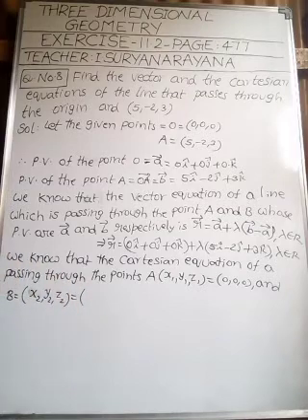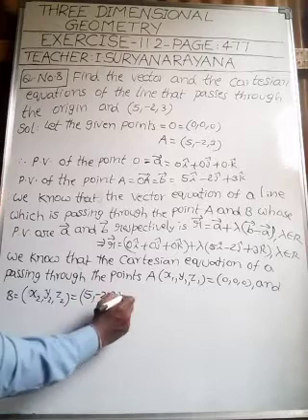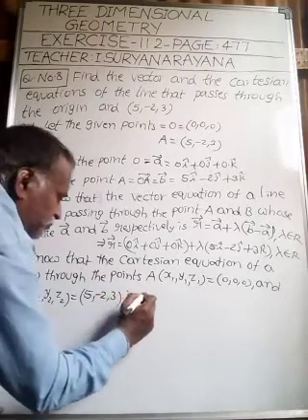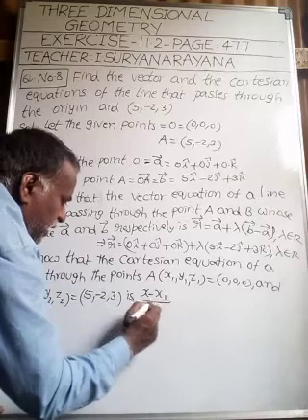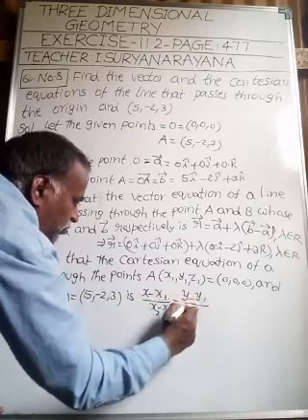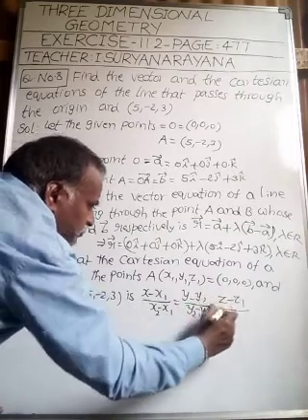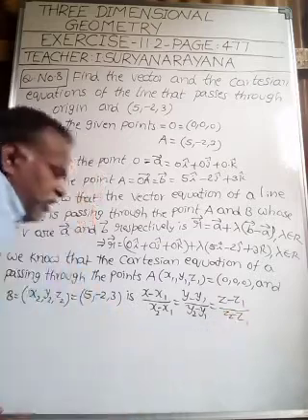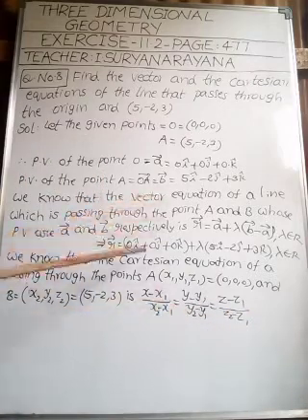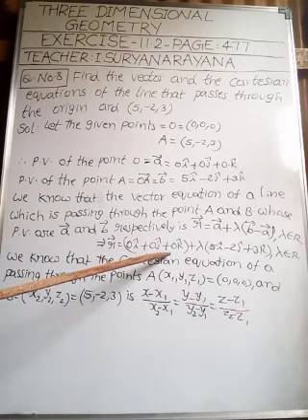that is, the second point is 5, -2, 3, is (x minus x1) by (x2 minus x1) is equal to (y minus y1) by (y2 minus y1) is equal to (z minus z1) by (z2 minus z1). We can use this formula also, or by using this vector form of the line we can write directly the Cartesian form.